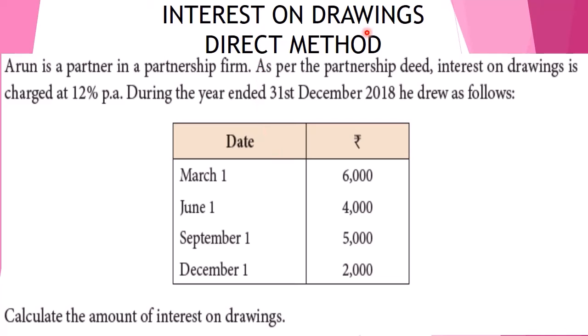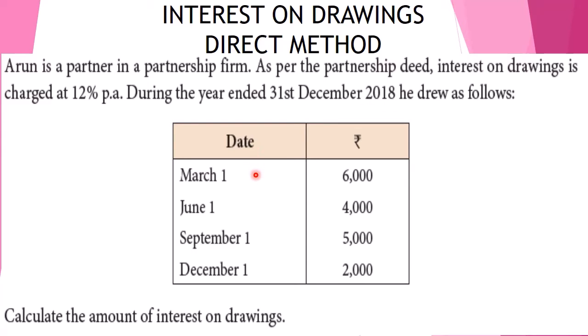Interest on drawings, direct method. Arun is a partner in a partnership firm. As per the partnership deed, interest on drawings is charged at 12% per annum during the year ended 31st December 2018. So the financial year used here is from 1st January to 31st December.